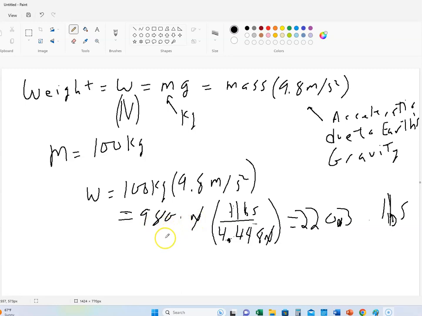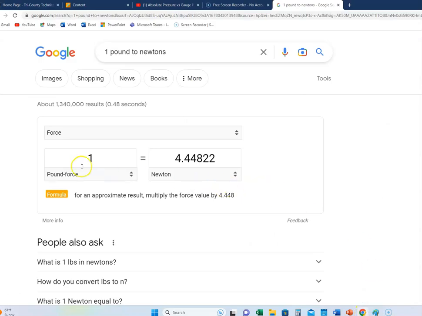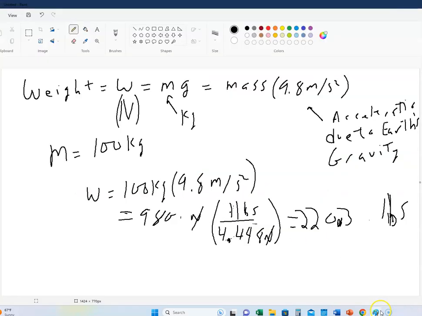So that's fine. Just to give you a comparison, here, let me show you. You can just type in "1 pound to newtons" in Google, and Google will give you the conversion factor. You can do this with various things. You can find the conversion factor. So 1 pound is 4.448 newtons. All right, so that's the way this works.